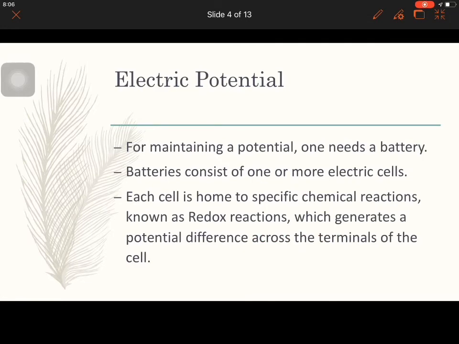What is an instrument by which a potential difference is created? That instrument is nothing other than a battery. So a battery consists of one or more electric cells.